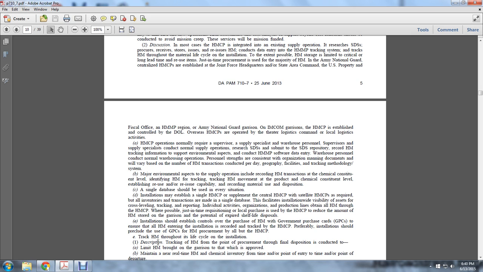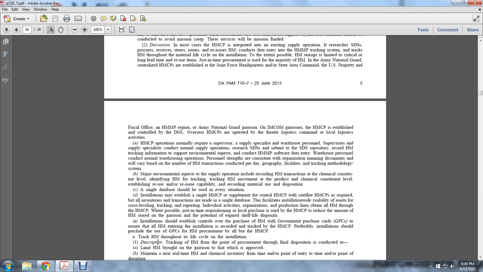Installations should establish control of the purchase of the hazard material by government purchase cards, to ensure the hazard material entering the installation is tracked by the hazard material control program. Preferably, installations should prohibit the use of general GPCs, or general government purchase cards, for hazard material procurement by all but the hazard material control program.